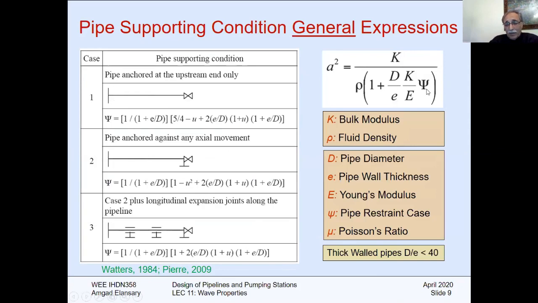And again, we put psi instead of C. Don't be confused here. There are 3 cases. Case number 1 is a pipe anchored at the upstream end. If we consider this is the reservoir, this is the valve downstream, and this is the pipe, then it is anchored at the upstream end only, at the reservoir location. This is the equation we are going to use, and you can notice the 5/4 minus mu term.